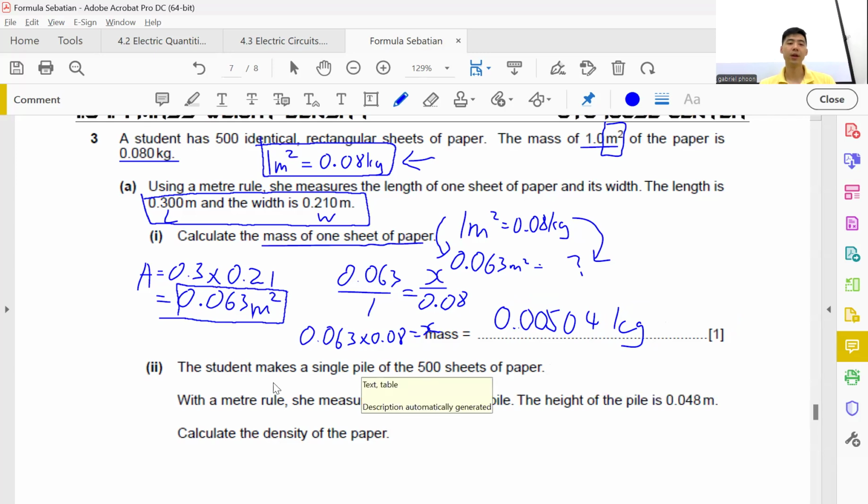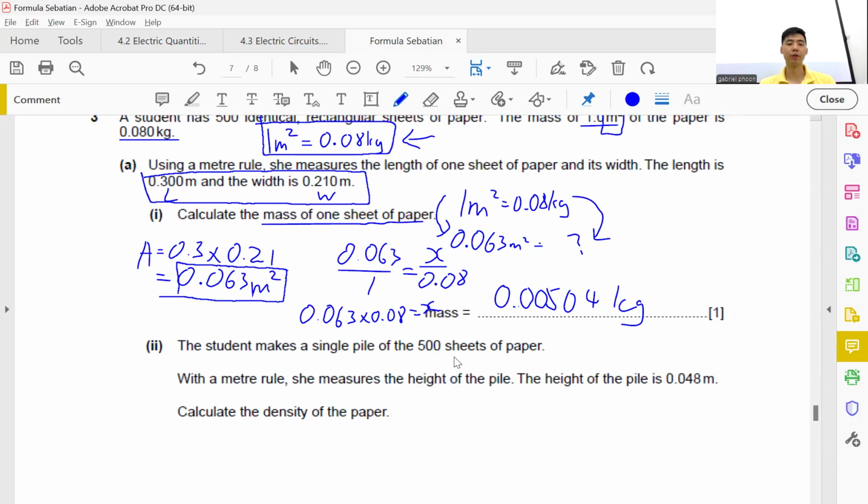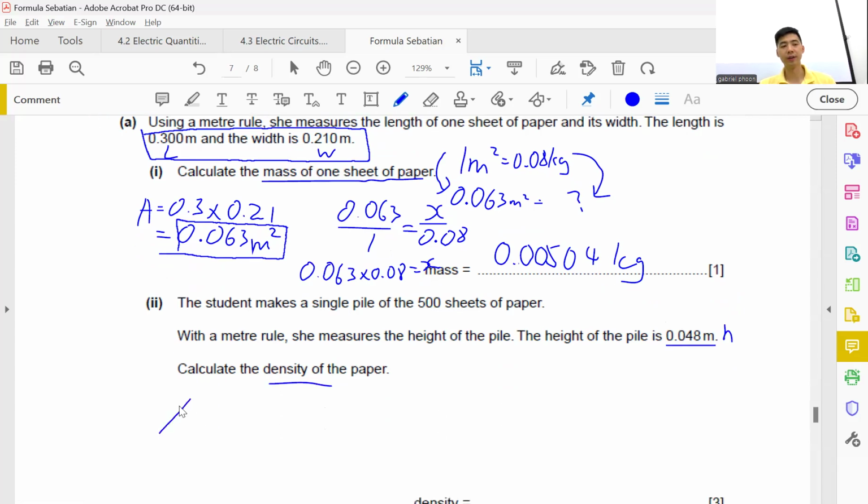Good. Next, a student makes a single pile of 500 sheets of paper. With a meter ruler, she measures the height of the pile, which this time is 0.048 meters. They ask you to calculate the density. What's the formula for density again? Mass over volume. Mass over volume.